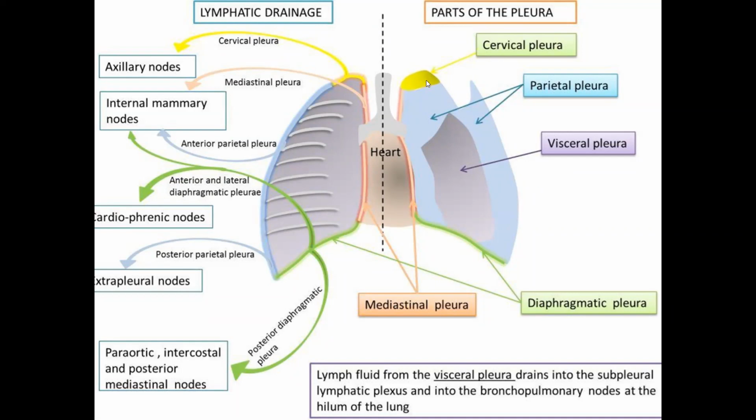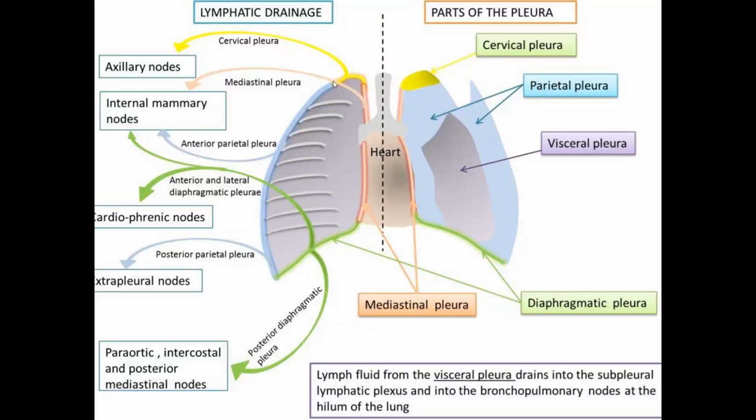Now, depending on how the parietal pleura covers the lung and depending on its location, it is split into the cervical pleura, which is the uppermost part of the pleura near the cervical region. When it lines the mediastinum, it forms the mediastinal parietal pleura, and as it lines the diaphragmatic region, it is the diaphragmatic pleura. So each of these different areas drains into different groups of lymph nodes. And that is shown on the right side of the diagram.